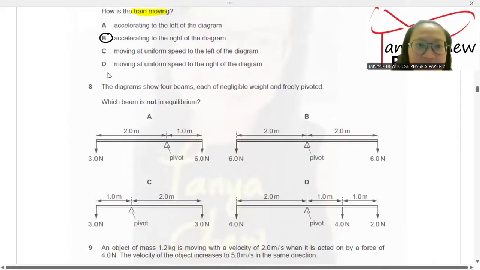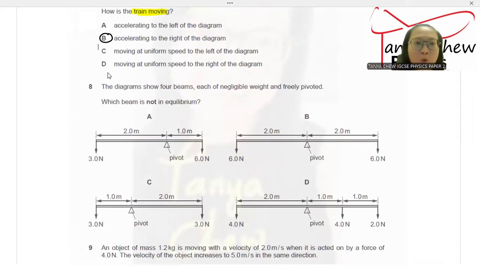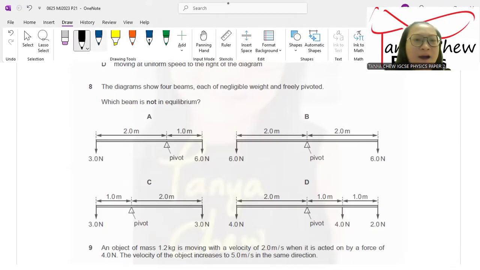Now, question number 8. The diagram shows 4 beams, each of negligible weight and freely pivoted. Which beam is not in equilibrium? When you see the word pivot, straight away you have to remember to use the principle of moments.